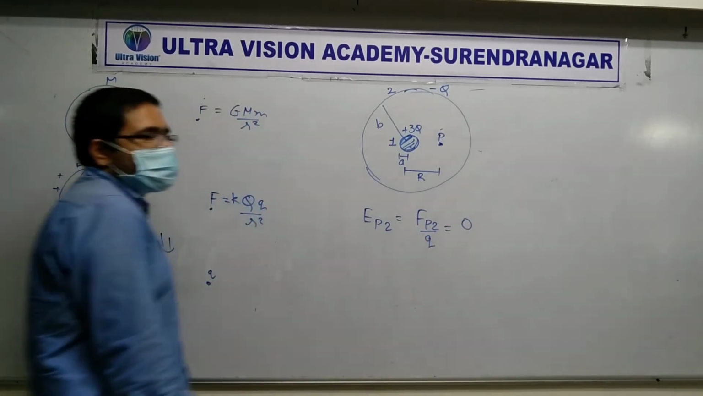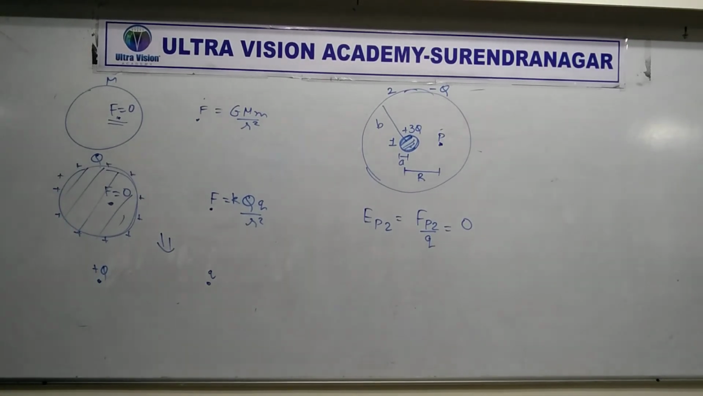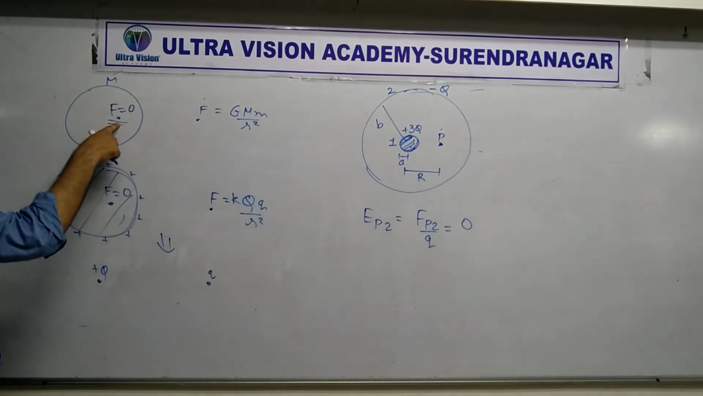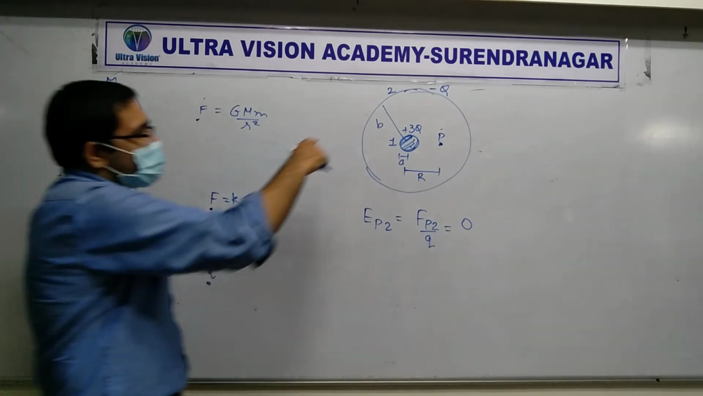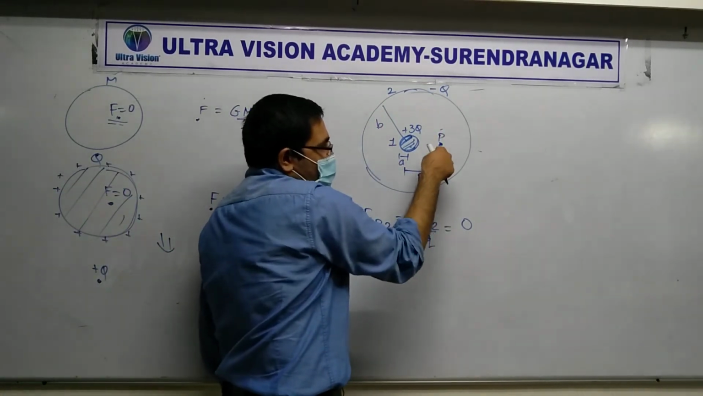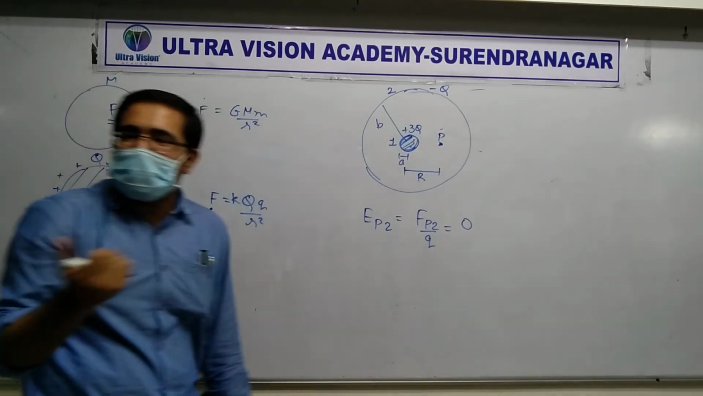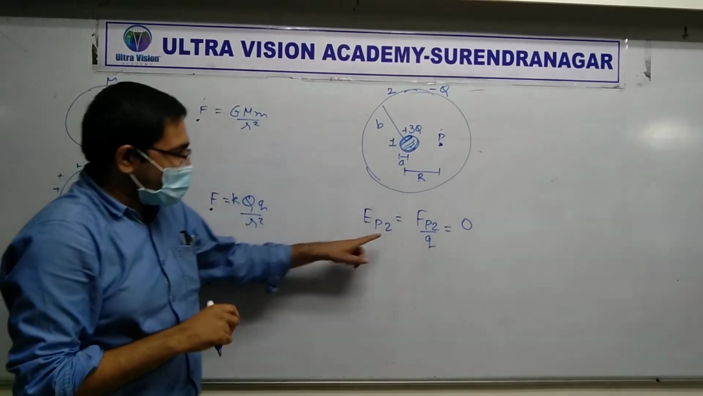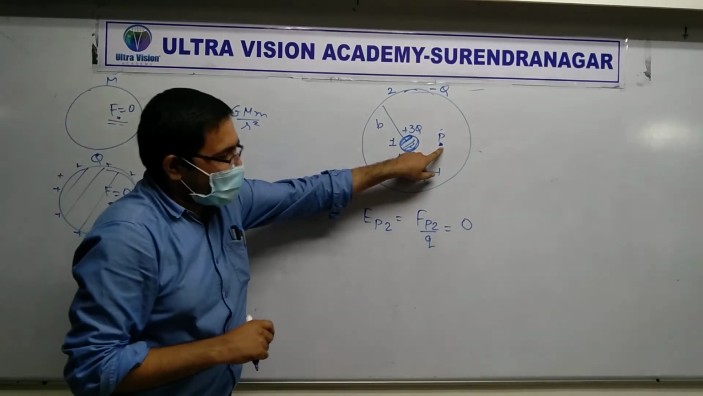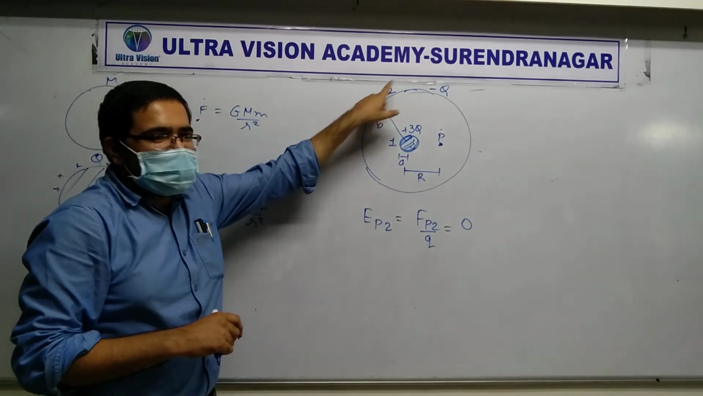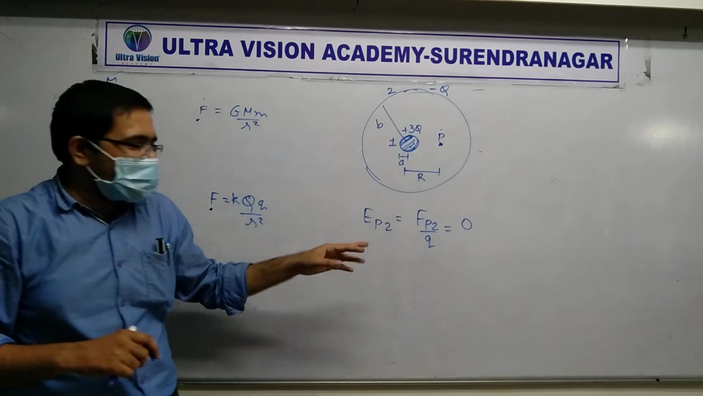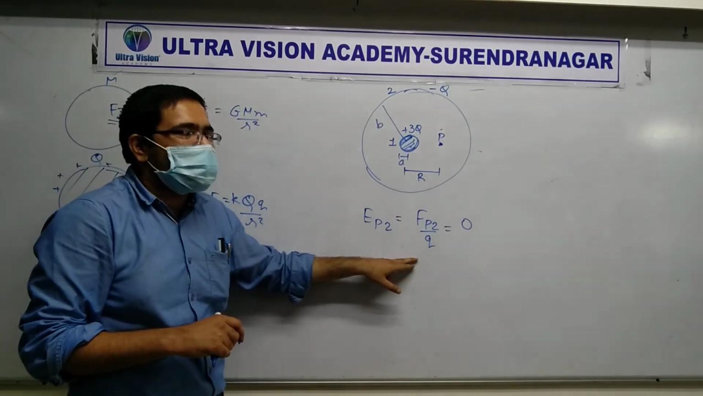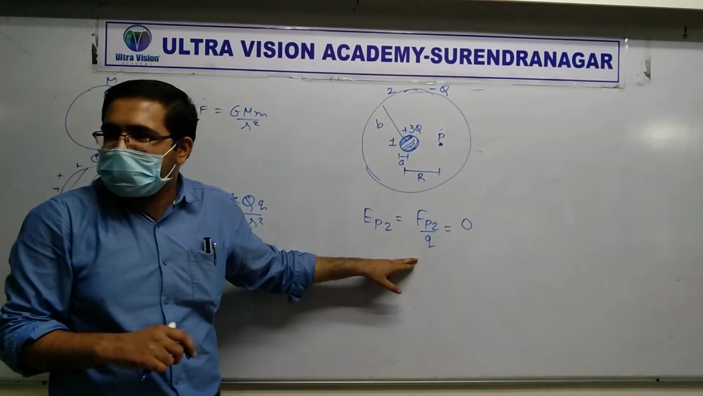Do you understand why this is 0, or not clear? Inside a shell, if you put something, there is no gravitational force. Similarly, inside the second shell, if you put something here, there will be no electric force. Due to 2, the electric force at P, that is due to the second charge, is 0. So the electric field is also 0. Our formula you remember, right? E is equal to F upon q. Yes. Okay or not okay? Yes. Sure?